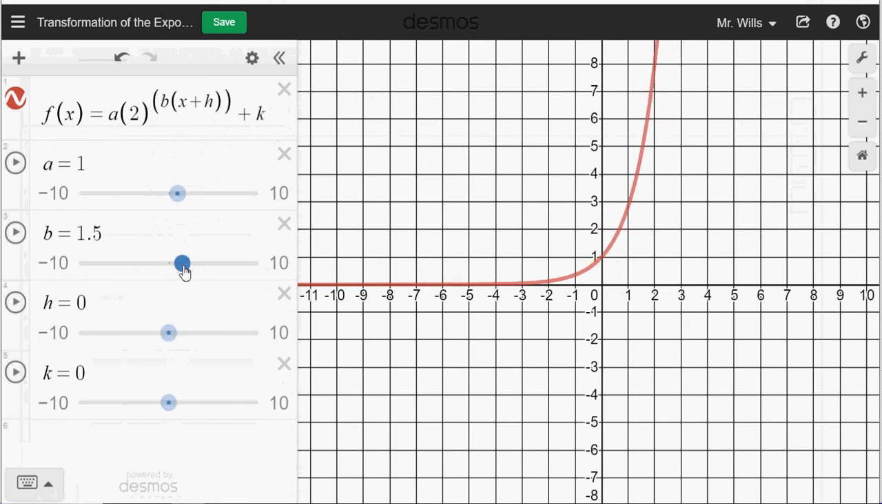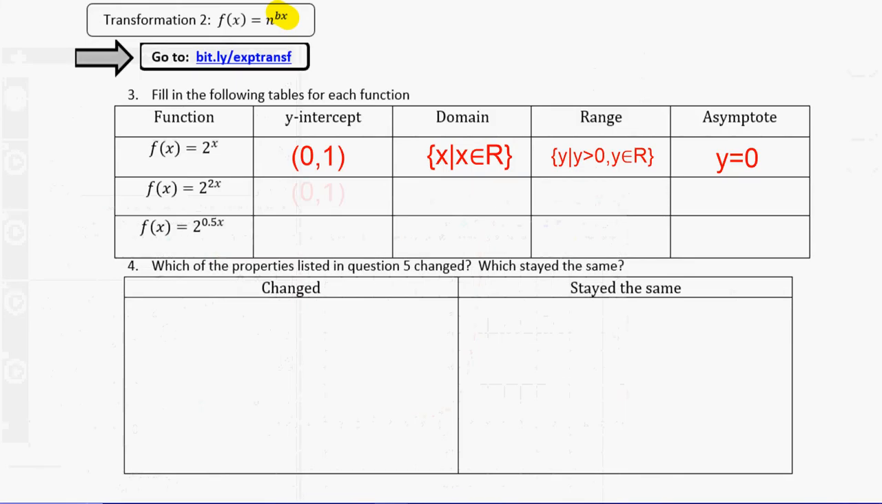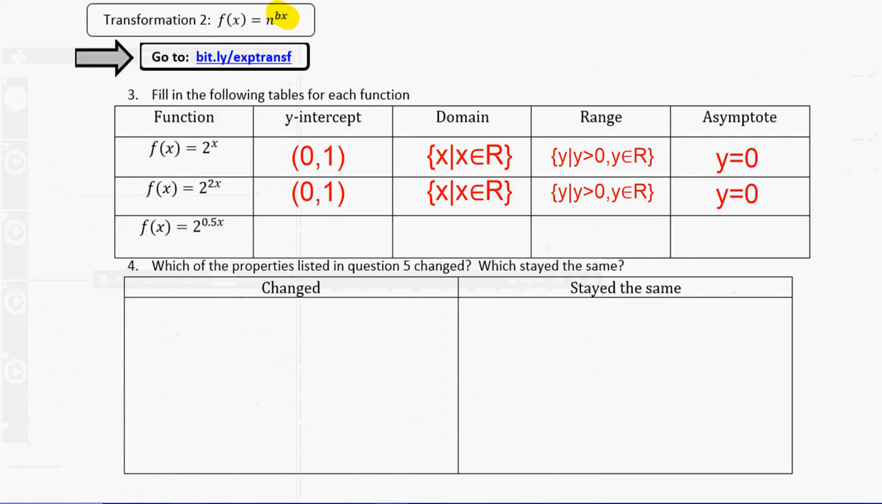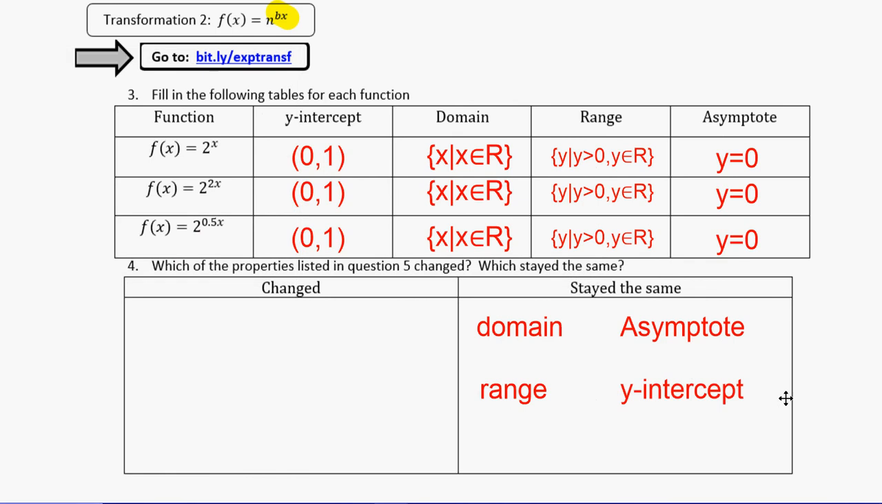So here we go. You can see it's being horizontally compressed, but nothing else changes. The asymptote, range, and y-intercept all stay the same. If the B value is 0.5, which is right about there, you can see it's being horizontally stretched, but nothing else changes. So domain, range, asymptote, and y-intercept stay the same.